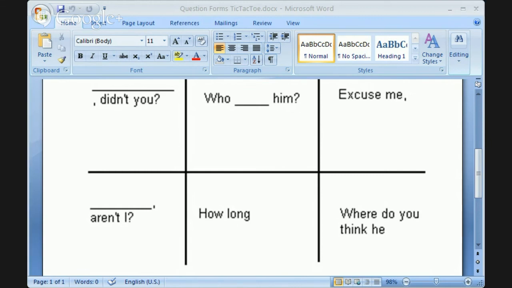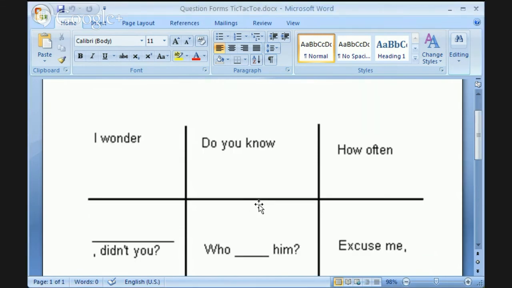Okay, Miguel, back up to the top. All right, let's do a fast round here. I wonder. We're not going to worry about any. See if we can get some X's. See if anybody can get a tic-tac-toe. Go ahead, Miguel. I wonder.